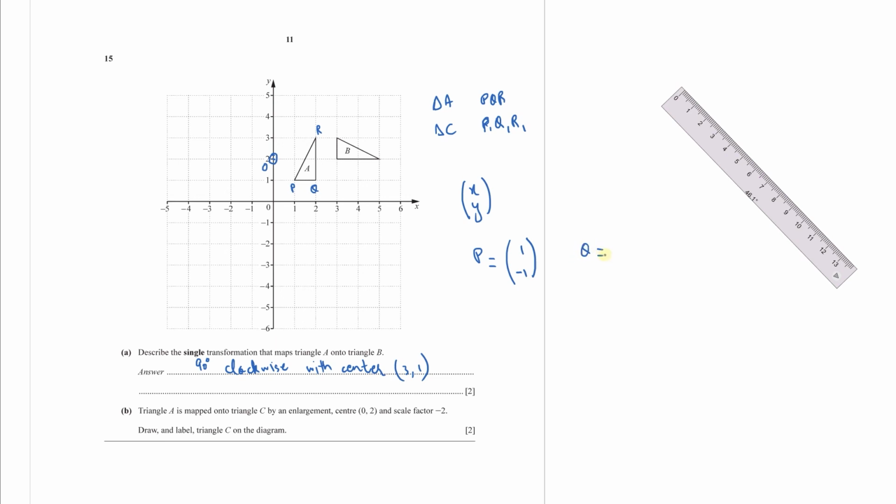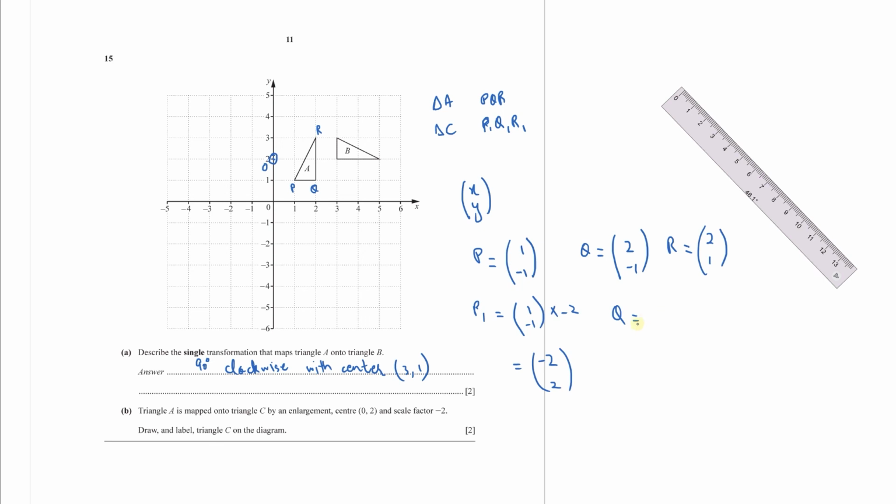So let's write for Q as well. So Q is +2 in X and -1 in Y. And then R would be +2 in X and +1 in Y. And then to find P1, you just simply have to multiply this column vector with your scaling factor. So P1 would be P, which is 1, -1, multiplied by your scaling factor, which is -2. So you get -2 and then +2.